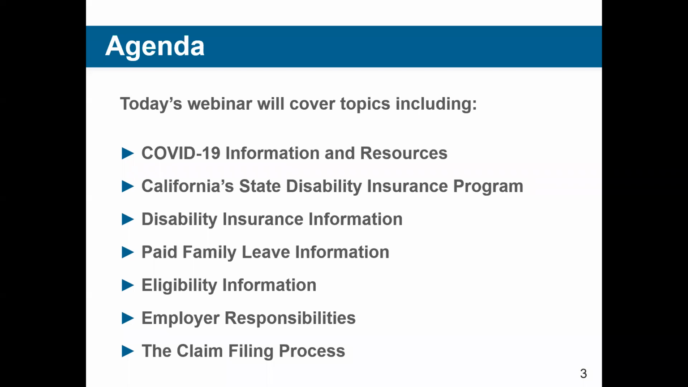So on today's agenda, we're going to be going over the following topics: COVID-19 information and resources, the California State Disability Insurance Program, disability insurance and paid family leave information, eligibility information, employer responsibilities, and then lastly, the claim filing process.